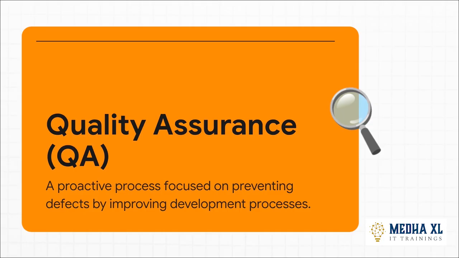Let's start with quality assurance, or QA. This is a proactive process. It's all about setting up good systems and procedures to stop defects from even happening. It's like having a fantastic detailed construction plan so you avoid making mistakes later on.